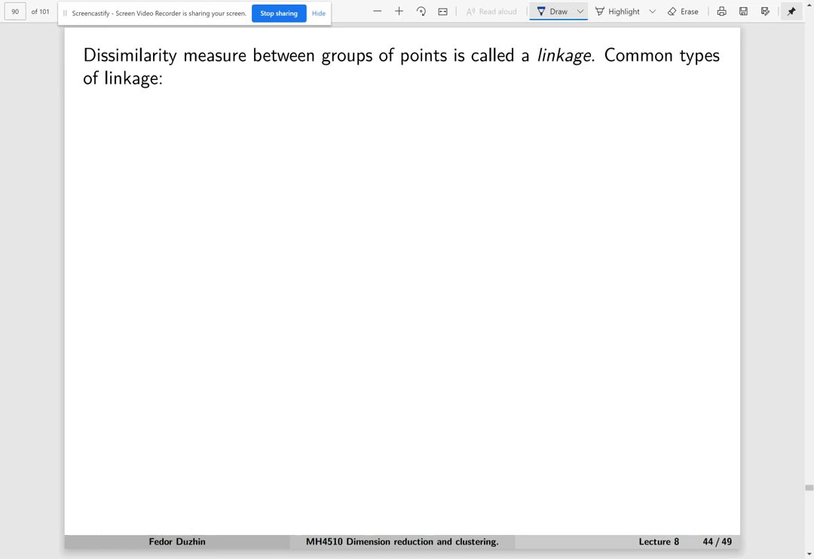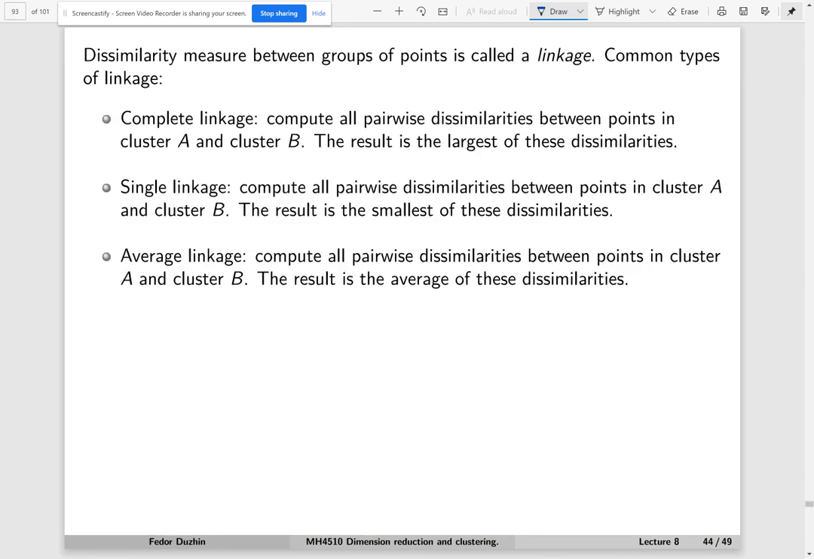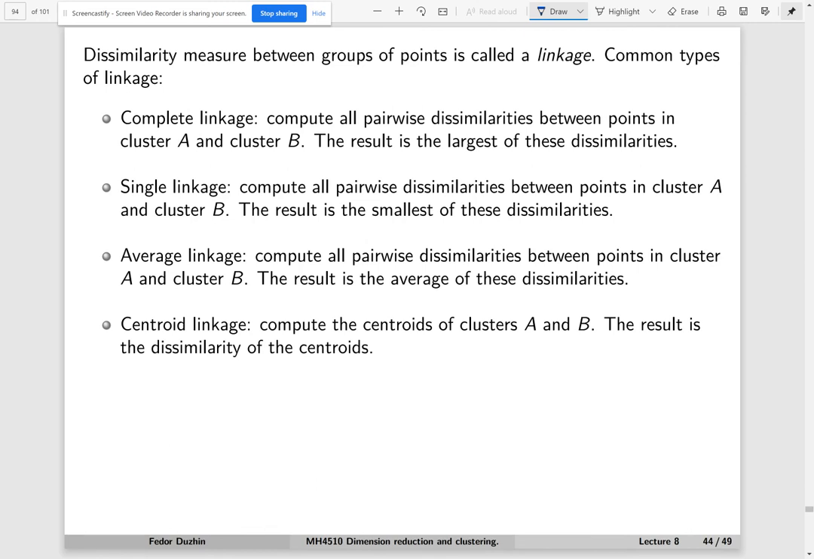Okay, and now dissimilarity measure between groups of points is called a linkage, right? And the common types of linkages are complete linkage, single linkage, average linkage, and centroid linkage. Now, we're going to see that single linkage is not really a good choice. I mean, theoretically it is here, but it's not really a good choice. Complete linkage and average linkage are almost the same. I mean, they do produce very similar dendrograms in the end.